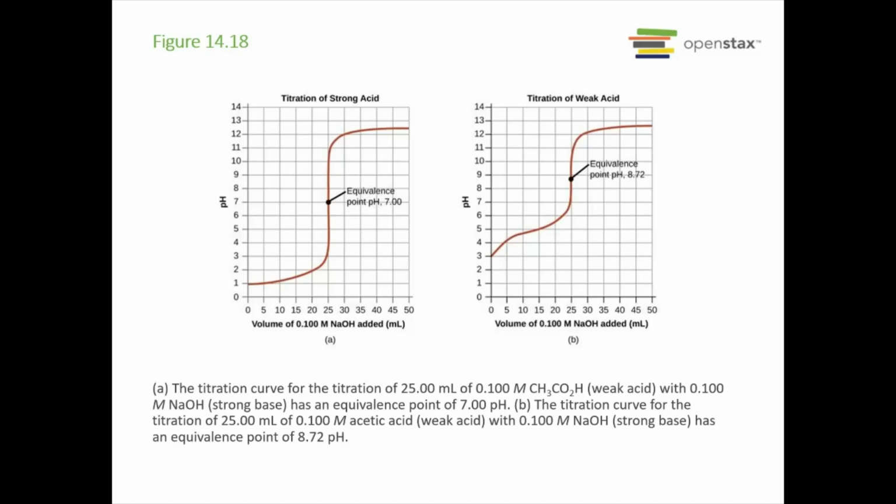Here's a much better drawing of what I tried to show, looking at strong acid on the left and weak acid on the right. You can see that you can identify the equivalence point of both of those, the middle point of the vertical sections. But you can see the weak acid looks a little different.